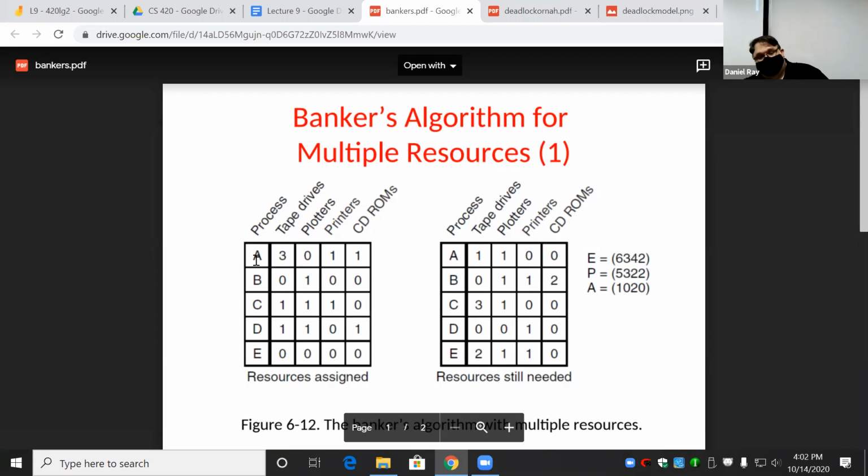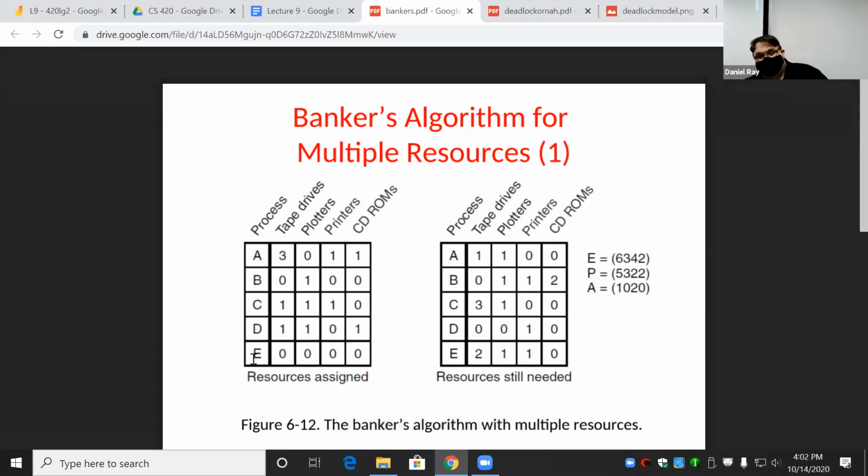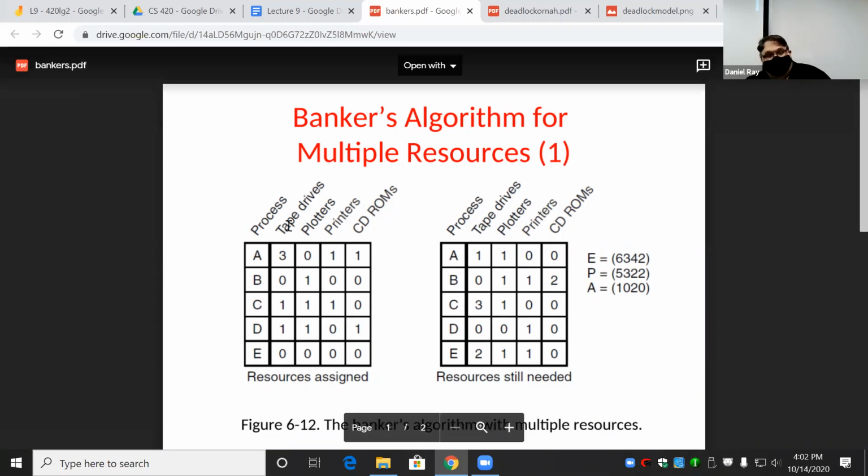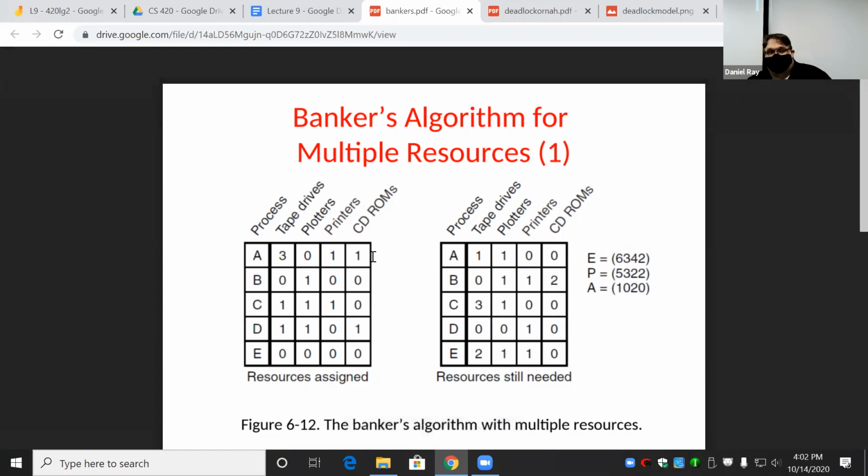We have A, B, C, D, and E. Right? There's 5 processes. Each one of those is a process. And we've got 1, 2, 3, 4 tape drives. And this is just an example. Tape drives, plotters, printers, CD-ROMs. 4 resources. Okay?